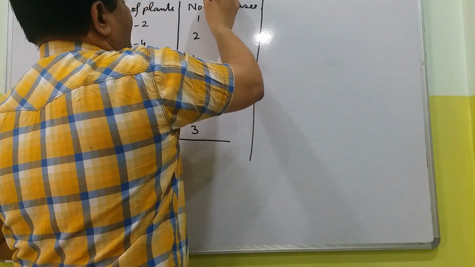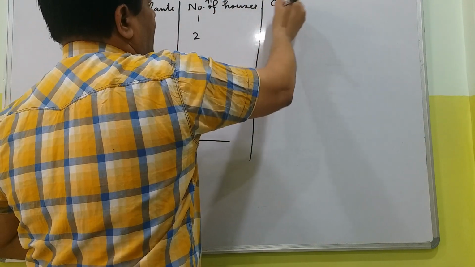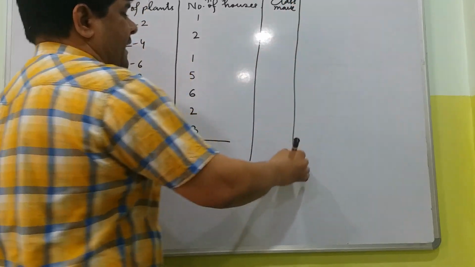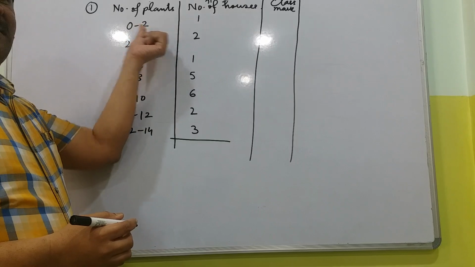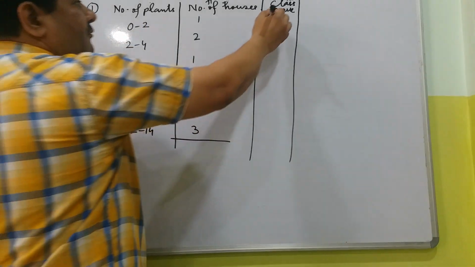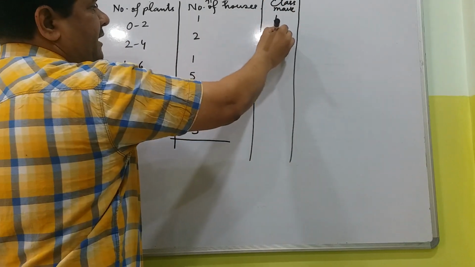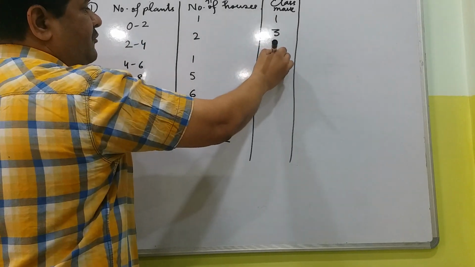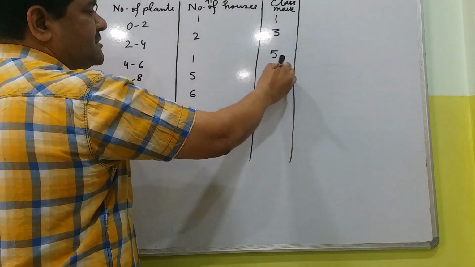So this is Fi. First of all, we will calculate the class mark of each class. That will be denoted by xi. You know the class mark: it is lower limit plus upper limit divided by 2. So 0 plus 2 upon 2, what will you get? 1. 2 plus 4 upon 2, 3. 4 plus 6, 10 upon 2, it will come out to be 5. 6 plus 8, 14, 14 over 2, 7.